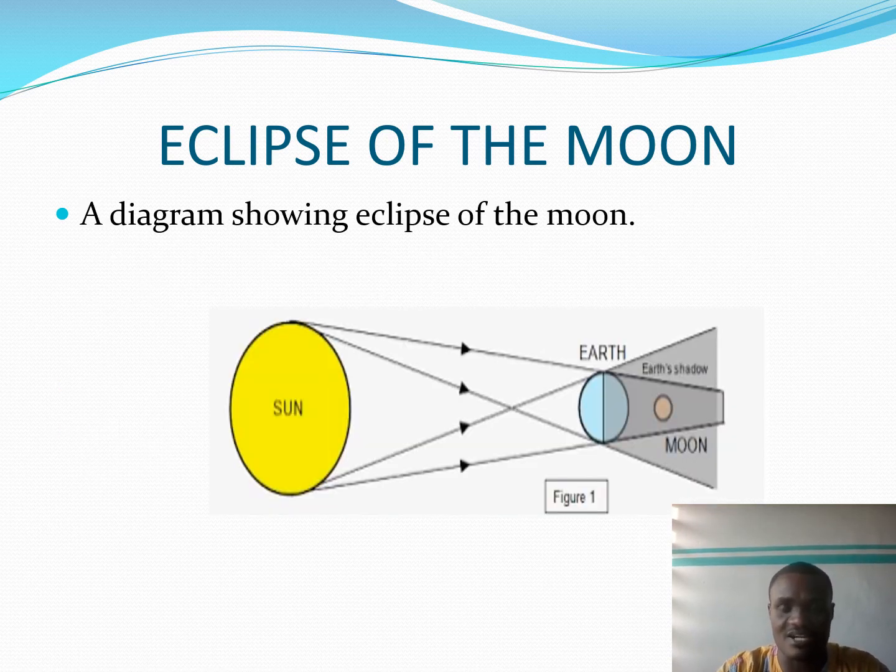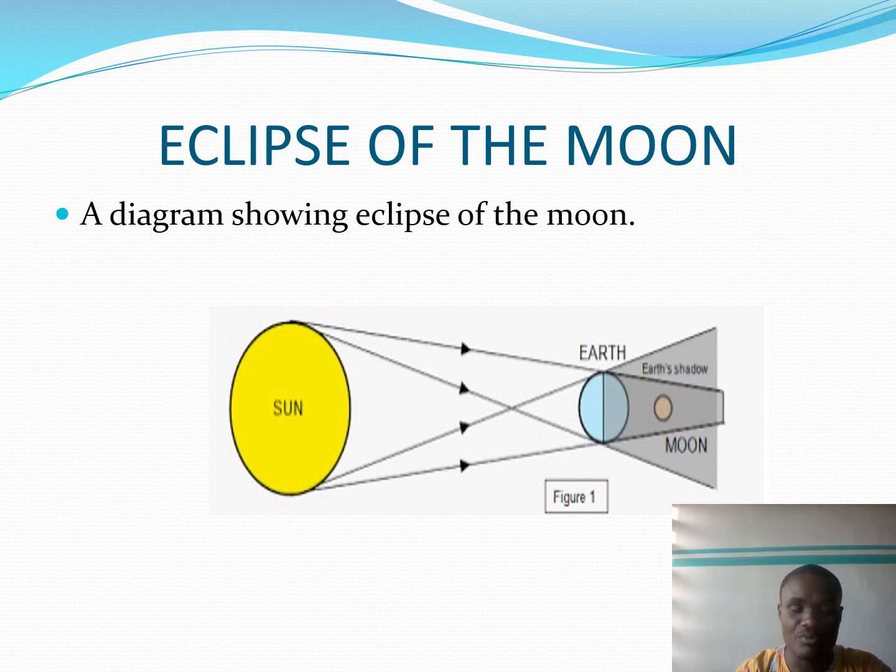This is a diagram showing how eclipse of the moon occurs. The earth comes between the sun and the moon. So over here, the shadow of the earth is cast over the whole surface of the moon. In fact, the moon is absorbed in the shadow of the earth. So there is what? Total darkness. This side will be the umbra, and this side will be the partial shadow, which is what? The penumbra.